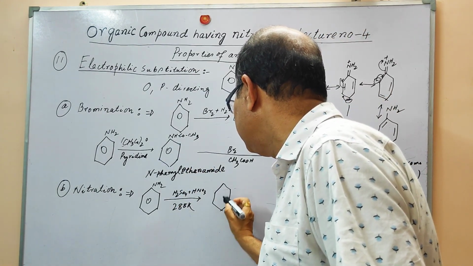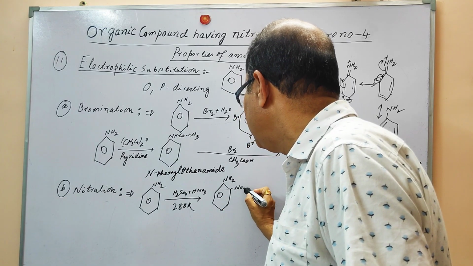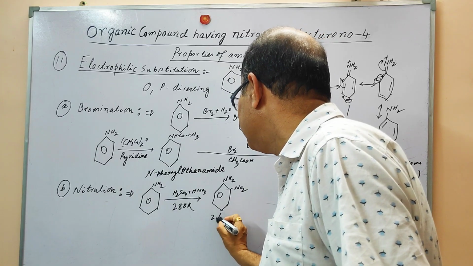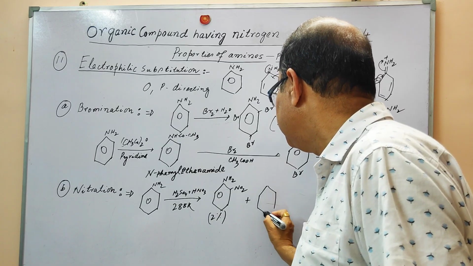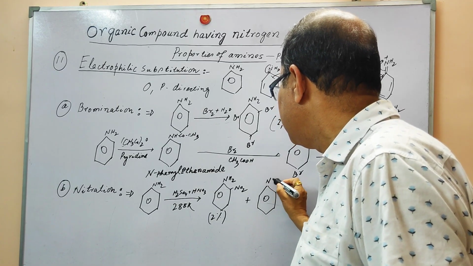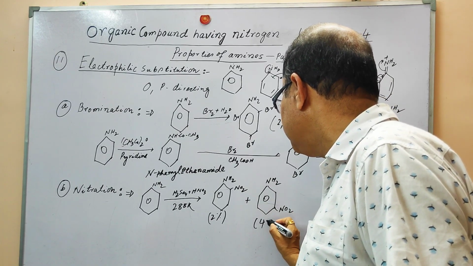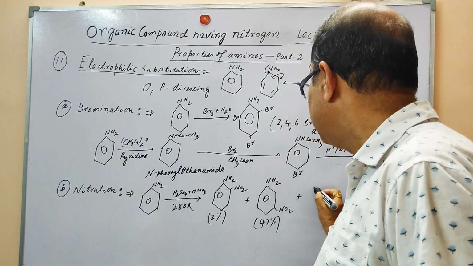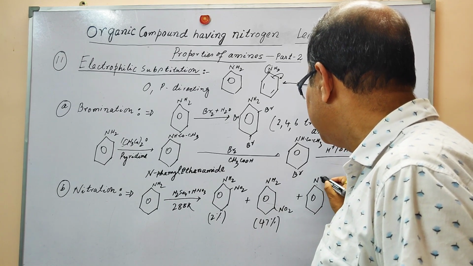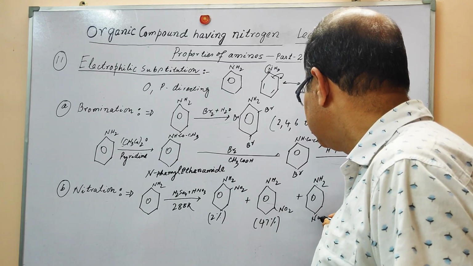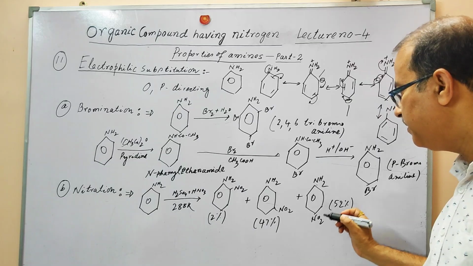That is ortho-nitroaniline, which is almost 2%. Then we observe meta-nitroaniline, which is almost 47%. And also we observe this product, para-nitroaniline, which is 52%.